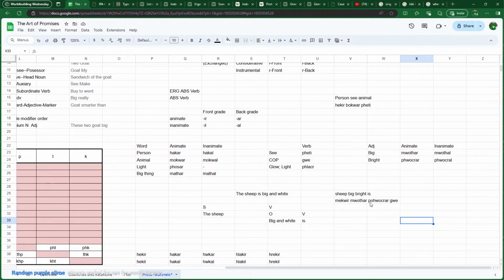So mekwir motar, I got that wrong. So that's shrar gue. Mekwir motar shrar gue. Wow, I cannot talk. Mekwir motar shrar gue. There we go.